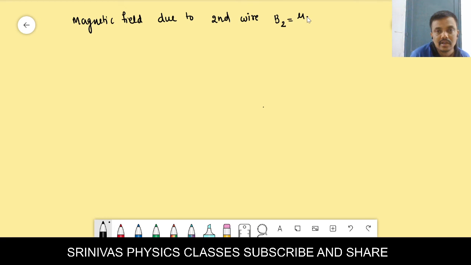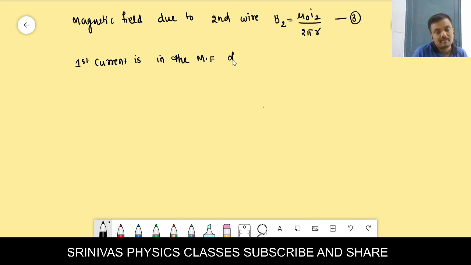I2. Very good. Nu naught I2 by 2 pi R. This is equation 3. Now, the first current wire is in the magnetic field B2 of the second wire, right? Because the first current wire is in the magnetic field, a force acts on the first wire.